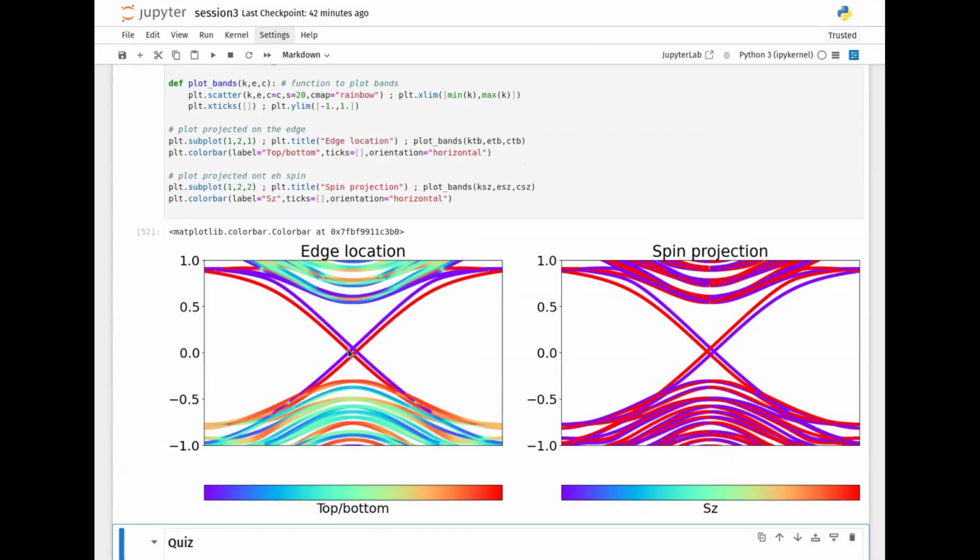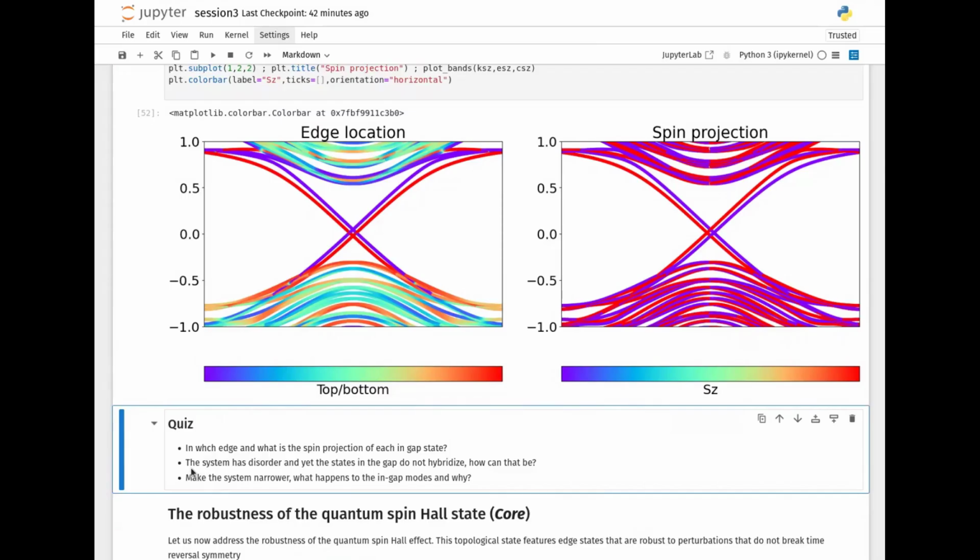So you see that these two states, the two red ones, are localized at the bottom, and the blue ones are localized at the top. Now, if you look at the spin channels, you see that those two that were localized at the top have opposite spins, and those two that were localized at the bottom also have opposite spins. So what we have in the quantum spin Hall state is helical edge states. What this actually means is that at each edge, we have one spin channel propagating in one direction and one spin channel propagating in the opposite direction. And that is what you directly see from this band structure. Okay, so now let us move on to the next one.